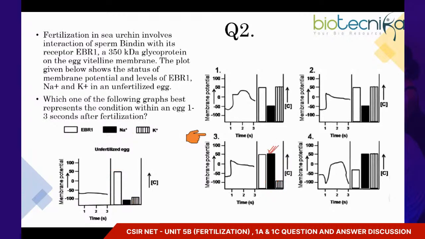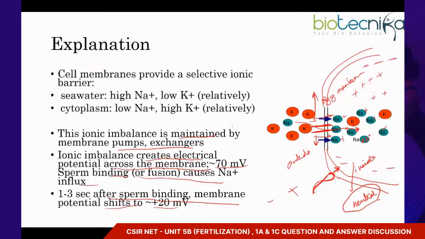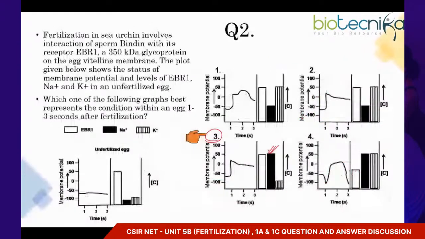Only sodium concentration changes. So option 3 is the right answer. Did everyone get this part? Is it clear for everyone? This particular question is a fast block to polyspermy. Why is it called a fast block? Because it happens very fast. Very fast means immediately after binding of the sperm to the egg, it will immediately block this one.